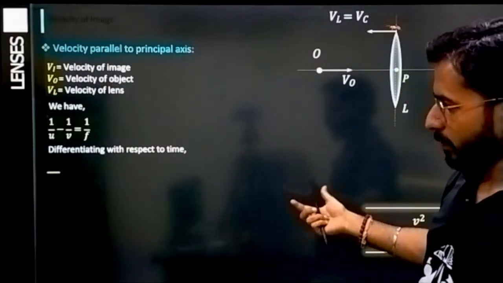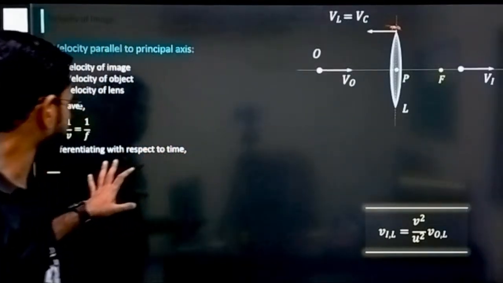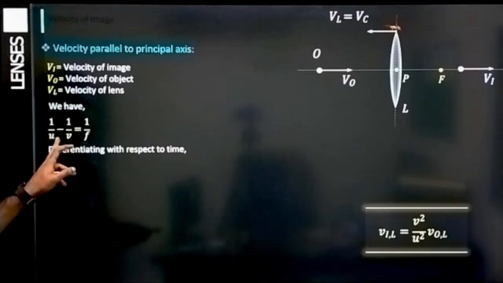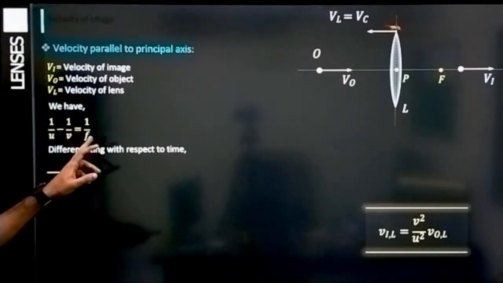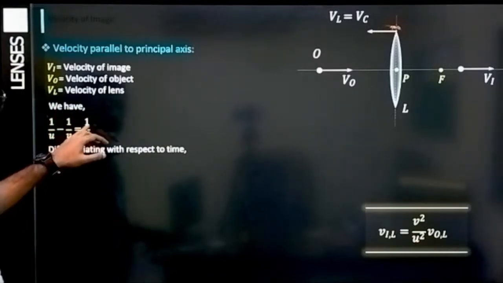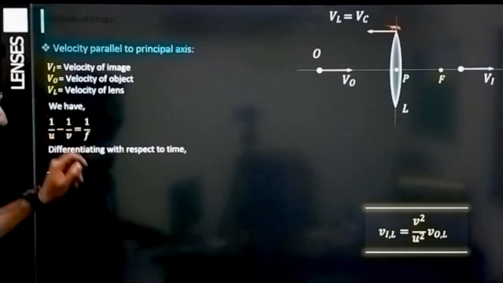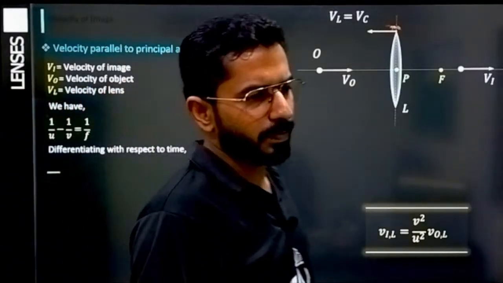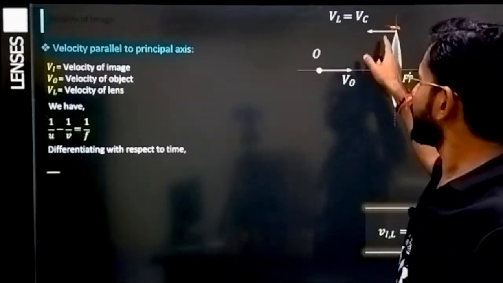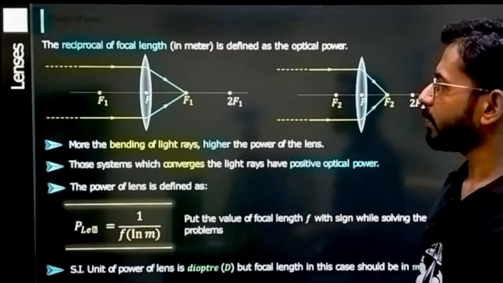Now, if you have to calculate the velocity, how will you do it? Just differentiate it in the same manner, with respect to time. You will have here minus 1 by u square into du by dt. du by dt will become what? Velocity of object. And in the same way you differentiate the position of image, and the differentiation of 1 by f will eventually become 0. You will get the same relation as you got for magnification. You have done these kinds of things a lot of times, so I hope this is now clear to all of you. Okay.